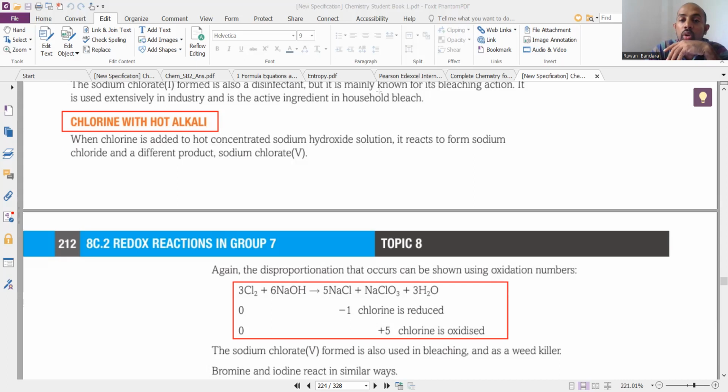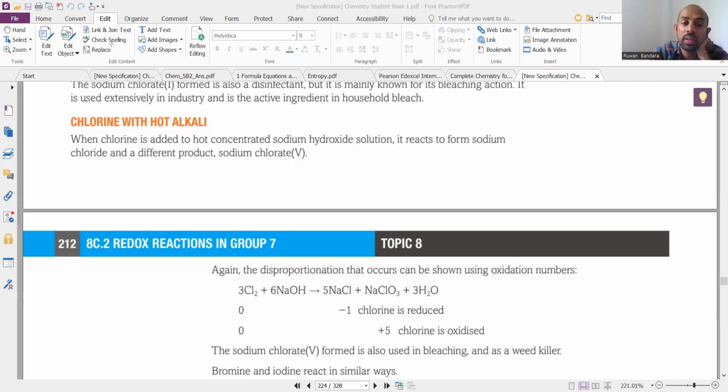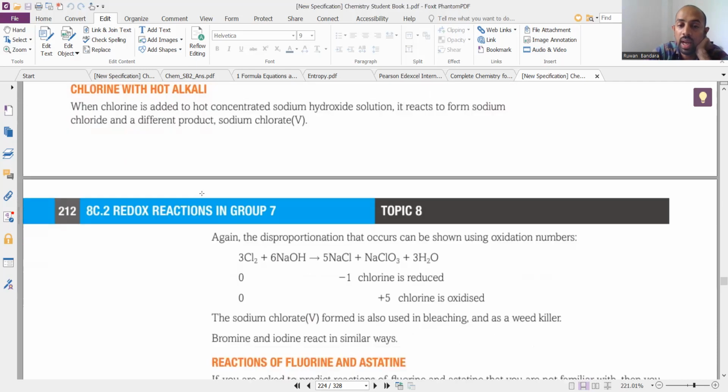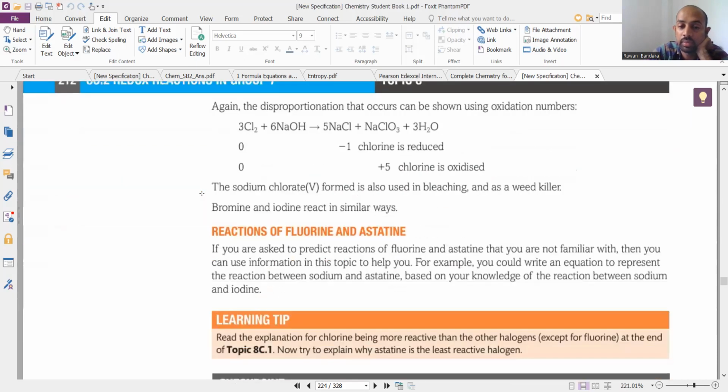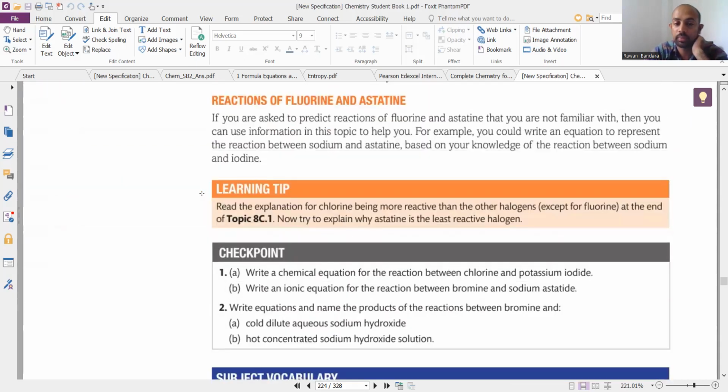And remember, bromine and iodine also react in a similar way. Therefore, you can say that group 7 will undergo disproportionation in the presence of cold alkali as well as hot alkali.